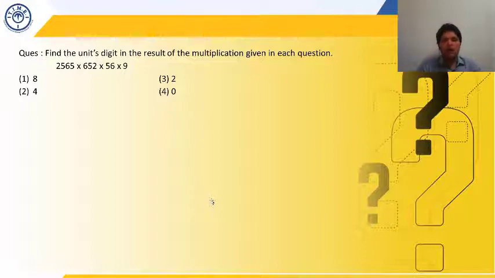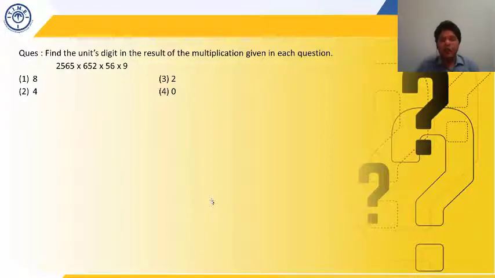I hope you all have read the question till now, and most of you have got the answer to this question also. So what is the question? Find the units digit in the result of the multiplication given in the question. So what is the multiplication given? 2565 into 652 into 56 into 9.